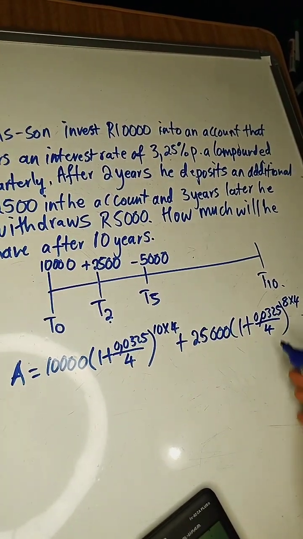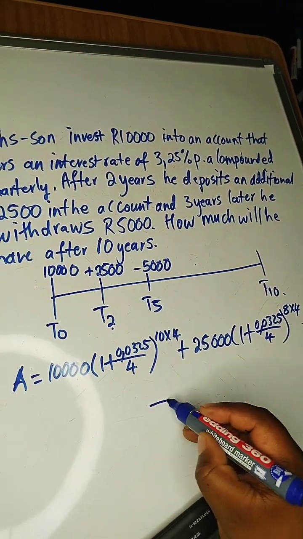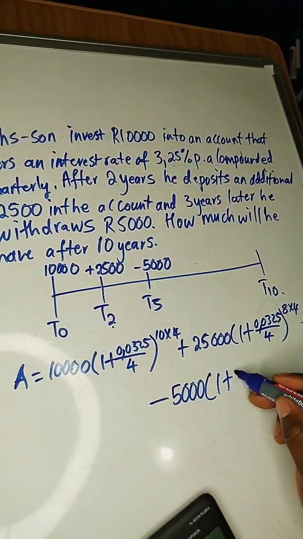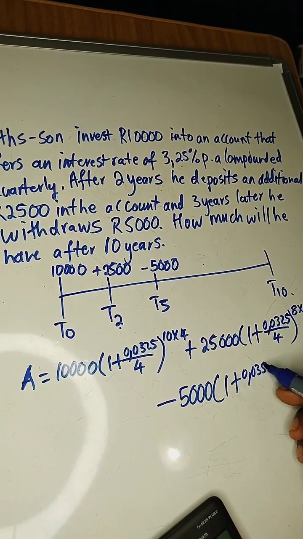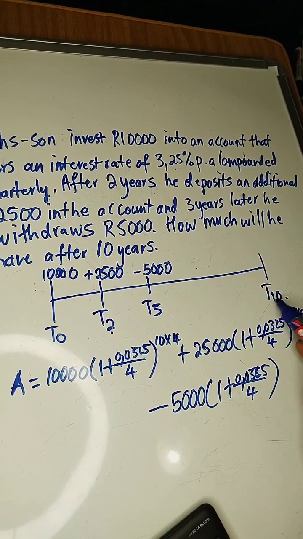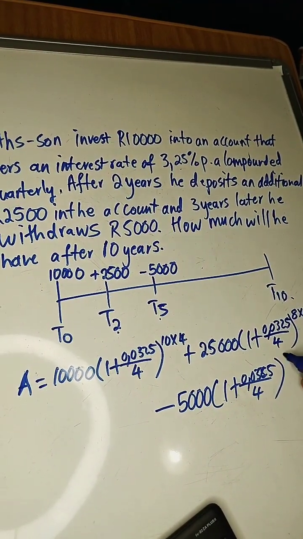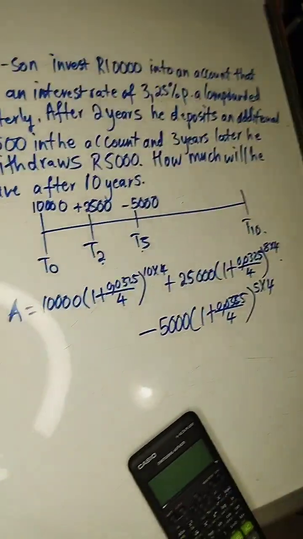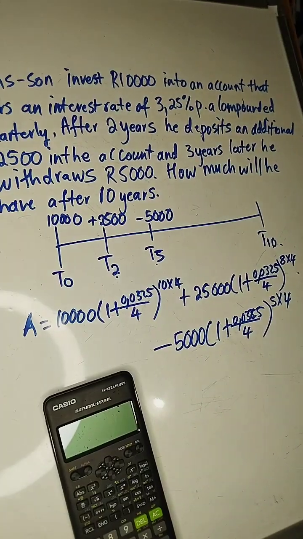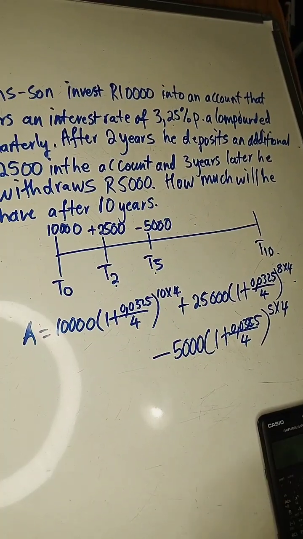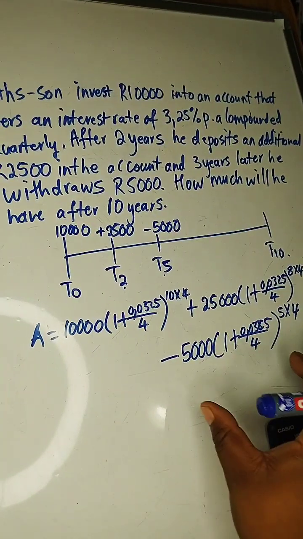Okay, now we added this one. Then now we are supposed to subtract 5,000 into 1 plus 0.0325 all over 4, all exponent 10 minus 5, which is 5, then times what? 4. Then we punch this on our calculator. As we punch this, we check a few things. Make sure you punch this and this and this, then you minus and add, and you will have your answer.